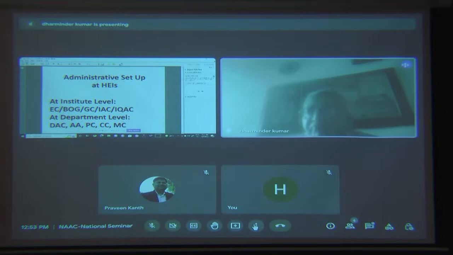Now, in every higher education institution, we must have the administrative setup. At institutional level, this is only a recommendation or proposal, that you must have at least your executive council or board of governors or governing council or institutional advisory committee or IQAC. Governance will be implemented at institutional level after combining all these committees, whether you have all or any one or a group of them. Similarly, at department level, normally institutions have departmental advisory committees, academic and administrative audit, program coordinator, course coordinator and module coordinator. So in order to implement OBE, you should have a well defined administrative setup.